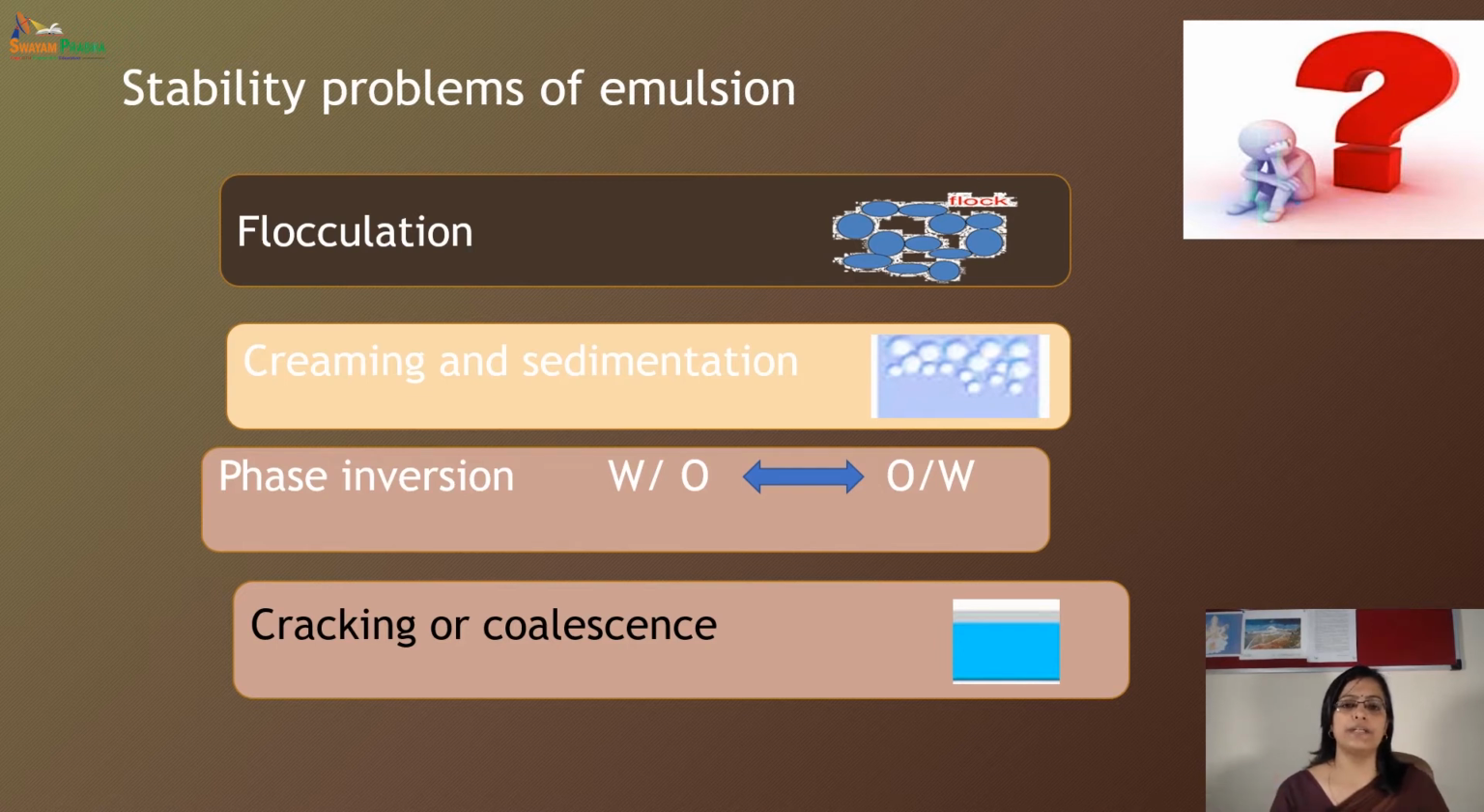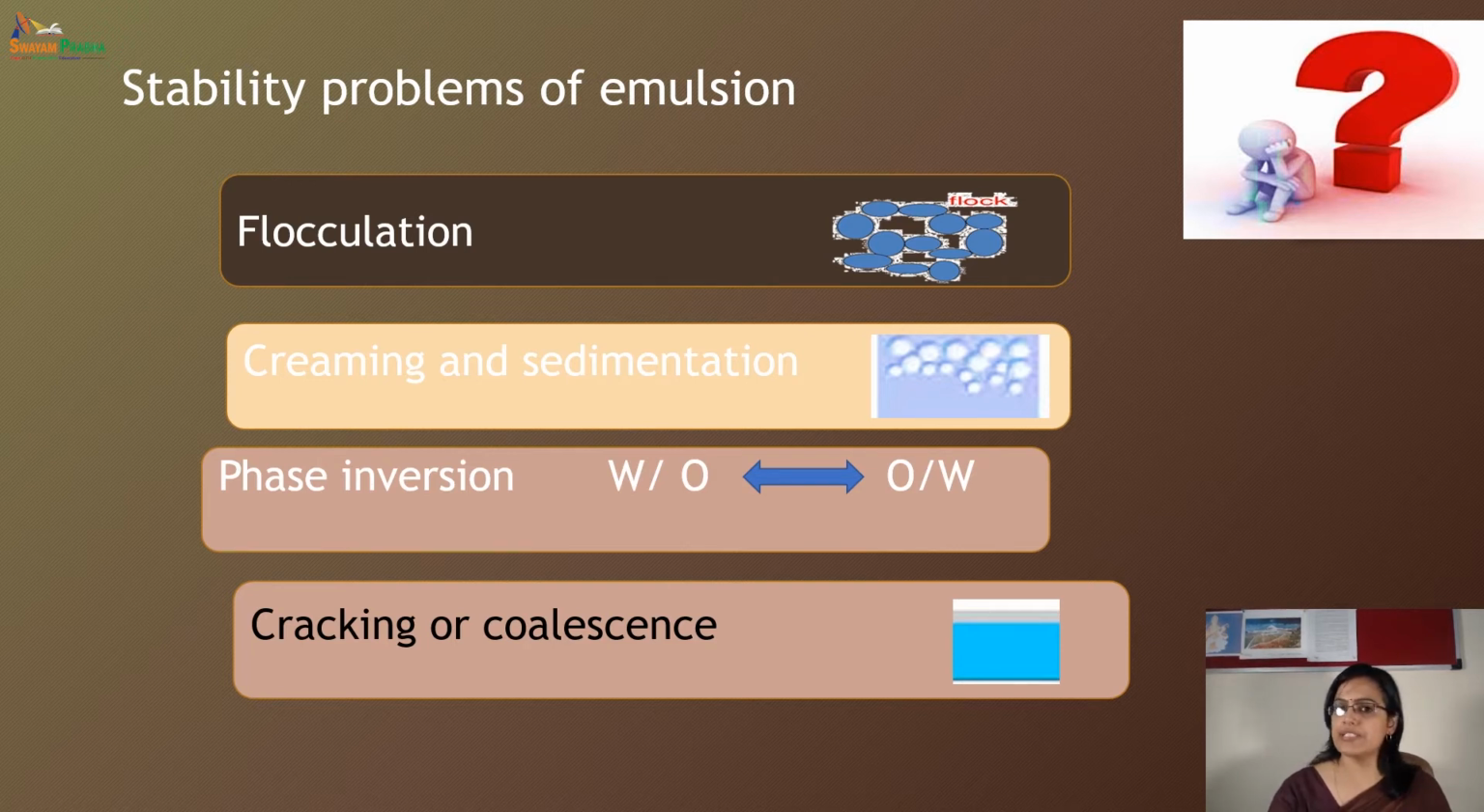Now stability, this is a major problem with emulsions. Emulsions have stability problems in terms of flocculation, in terms of creaming and sedimentation, phase inversion, and in terms of cracking and coalescence. So by any of these kinds of reaction, the emulsion may not be a stable formulation.